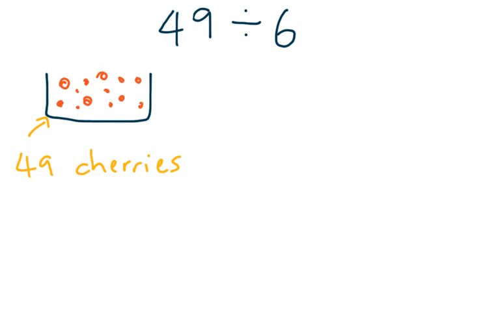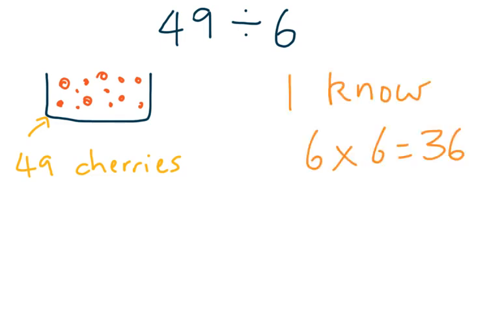With these 49 cherries, I am going to think about what times tables do I know that will help me share this out into groups of 6 or share them out to 6 people if I'm imagining that's the problem. And this is where your times tables are really important.